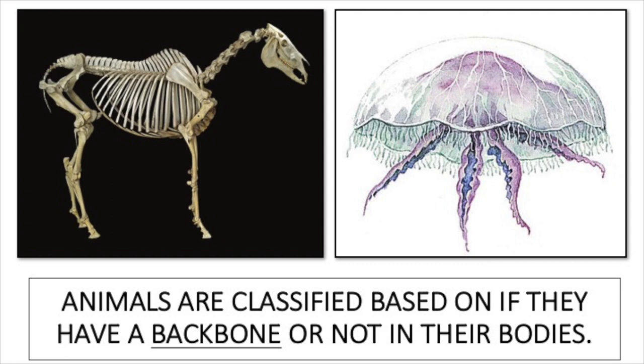It has a backbone. Yes, but on the right, what type of animal can you see? If you go to the sea, you might see it sometimes. And you have to be careful because they're dangerous. This is a jellyfish. Yes. Now, what do you notice about the jellyfish? Any backbone? No backbone. So this is the other type of group of animals, invertebrates. Yes, two different types.